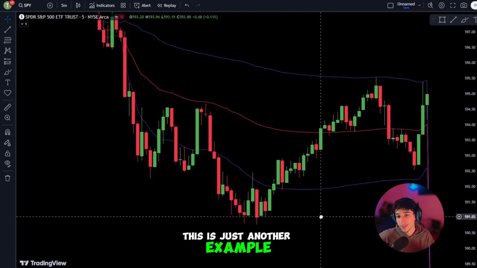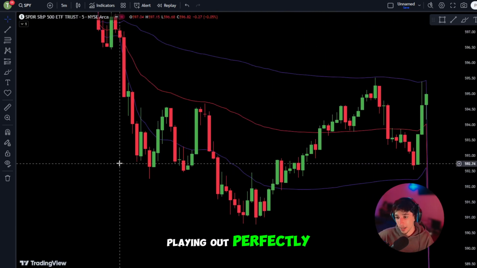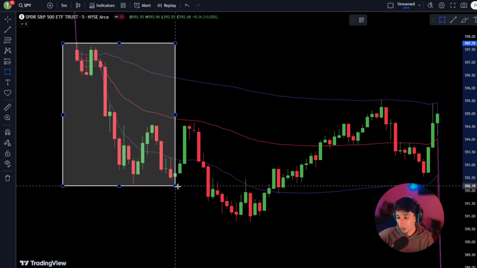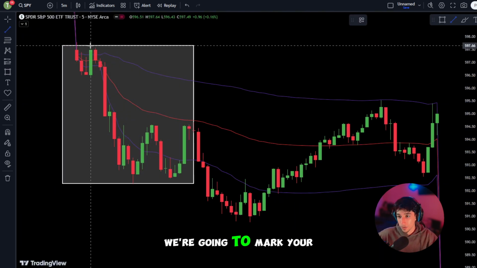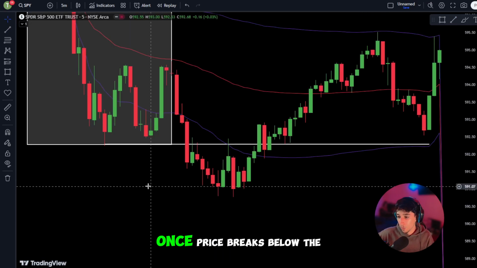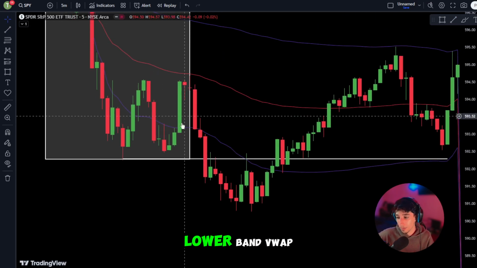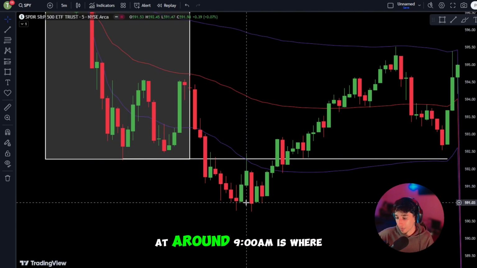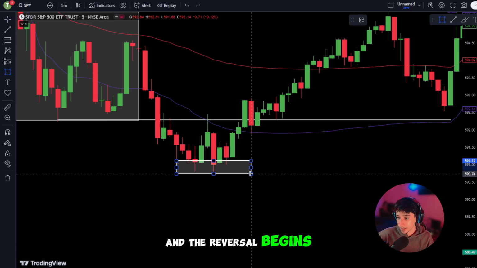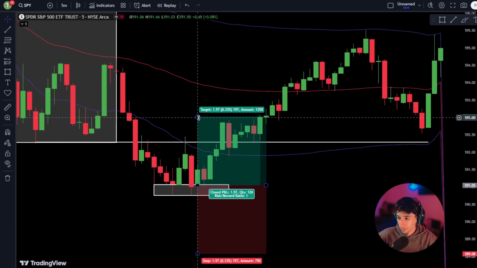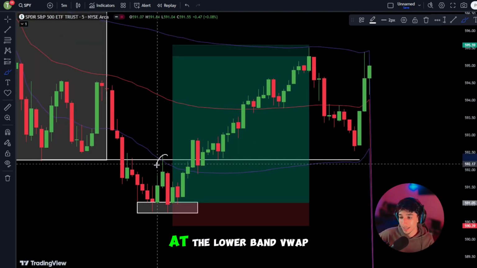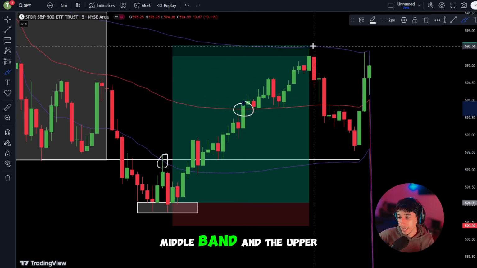This is just another example of the strategy playing out perfectly, and I'm just going to demo this one really quickly. So first 2 hours of market open, we are not going to trade. You're going to mark your highs, mark your lows. Once price breaks below the lower band VWAP here, you guys can see at around 9:30 a.m. is where we bottom out and the reversal begins. And then as always, we have our trim targets at the lower band VWAP, middle band, and the upper band.